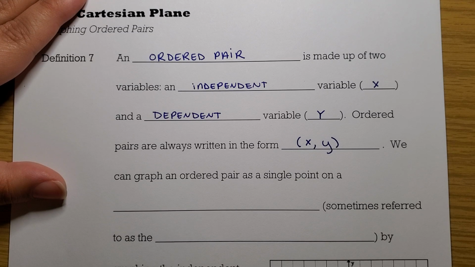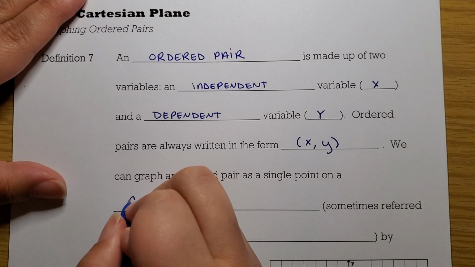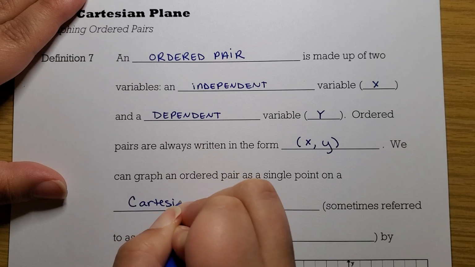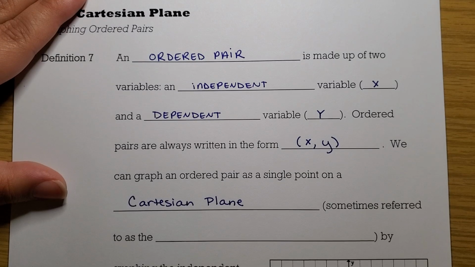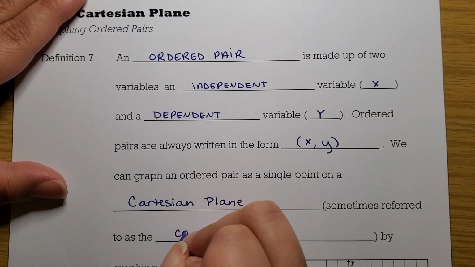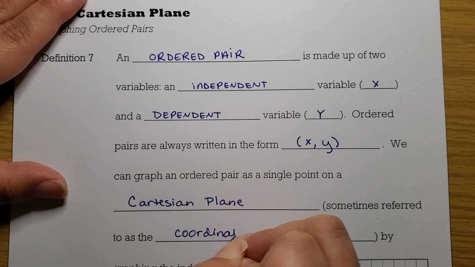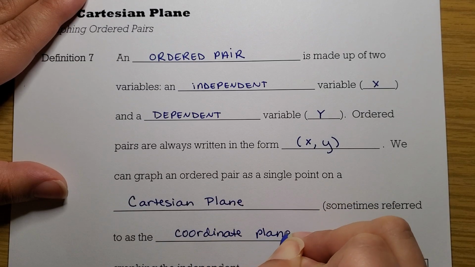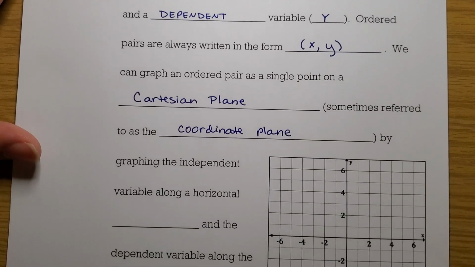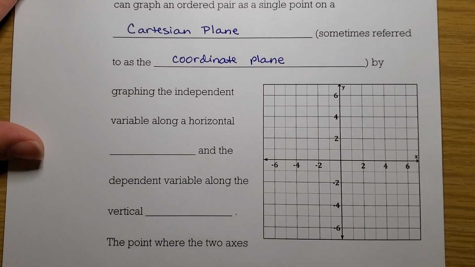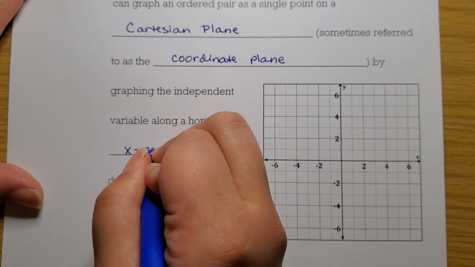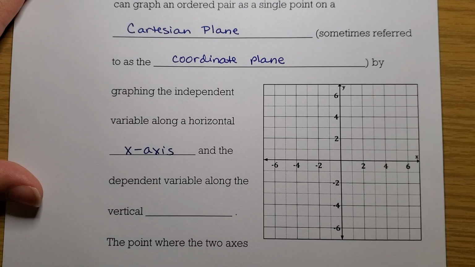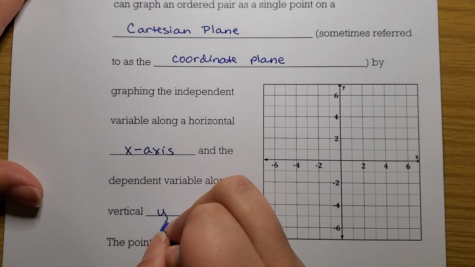Now, we can graph an ordered pair as a single point on a Cartesian plane, sometimes referred to as the coordinate plane, by graphing the independent variable along the horizontal x-axis and the dependent variable along the vertical y-axis.